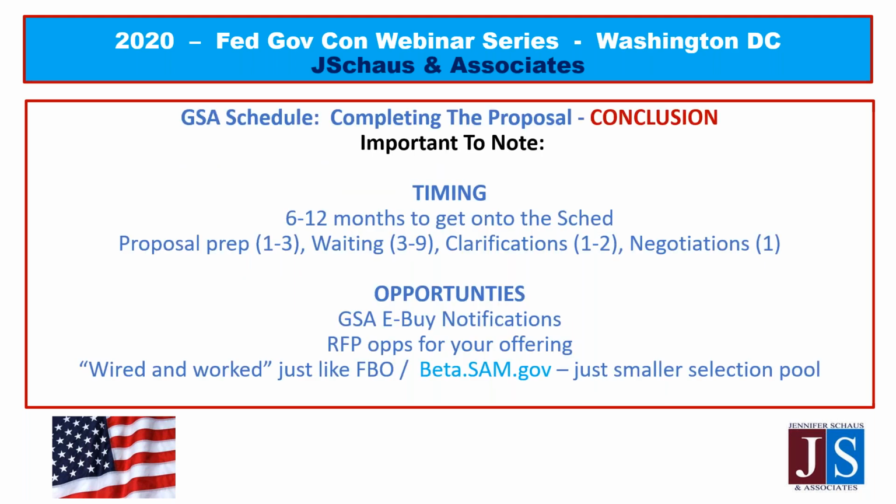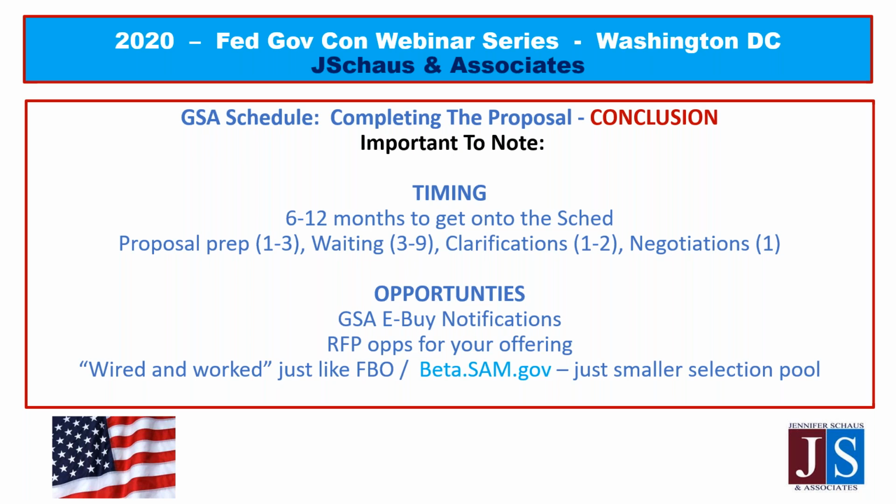Okay, so just some final remarks. The timing piece of this is important, and I'm going to estimate 6 to 12 months to get on the schedule. This number can always change. It depends on how big your offering is. Are you going after 10 different special item numbers, or 2, or 1? Do you have 1,000 different line items, or do you have 10?